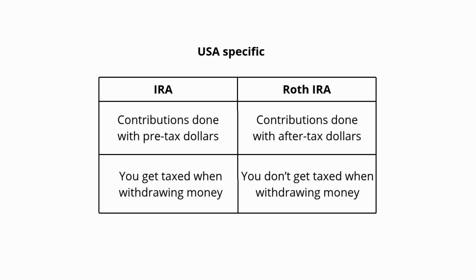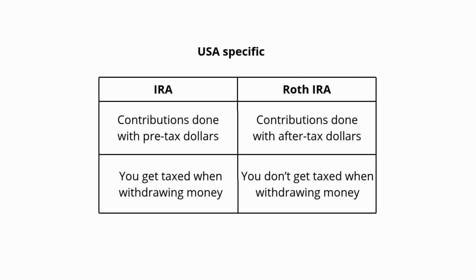As we saw on the 401k and Roth 401k, in the normal IRA, the contributions are done with pre-tax dollars, and in the Roth IRA, contributions are done with after-tax dollars. And in the normal IRA, you get taxed when withdrawing money, and in the Roth IRA, you don't get taxed when withdrawing money. I would also choose personally the Roth IRA in this situation, because we're trying to play the long game and get that compound interest building up as time goes on.